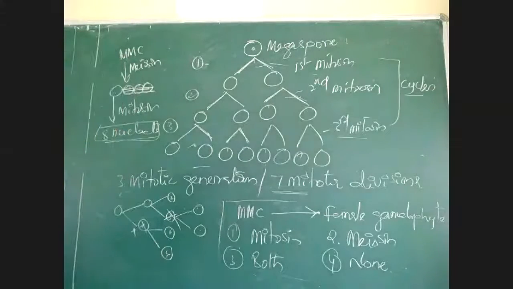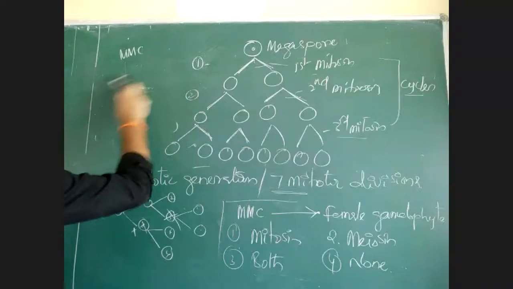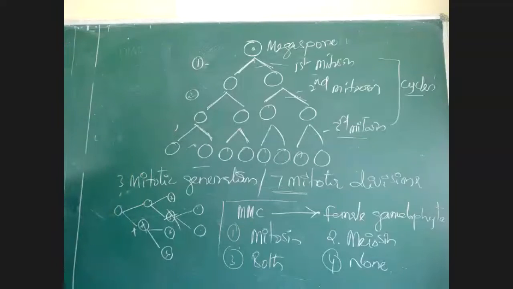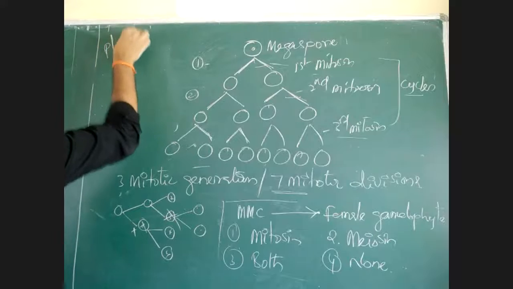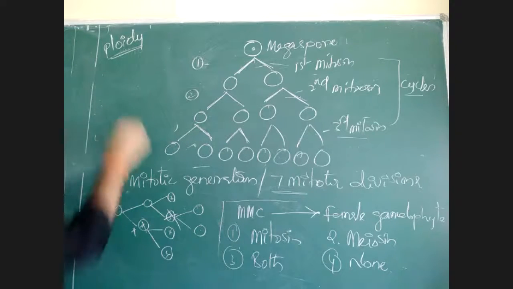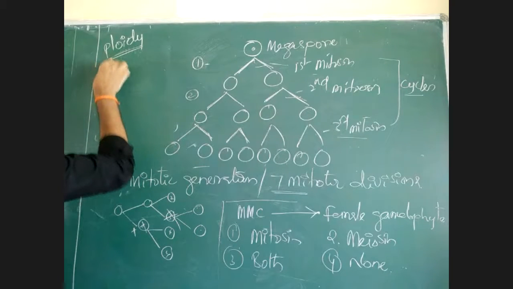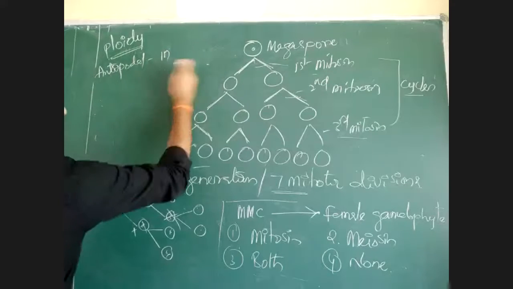Okay, like that questions may come. Then embryo sac has different cells, na? I will tell you ploidy. Just note down the ploidy of cells present in embryo sac. Ploidy means number of sets of chromosomes. Ploidy, note down. Antipodals are haploid, 1n condition.